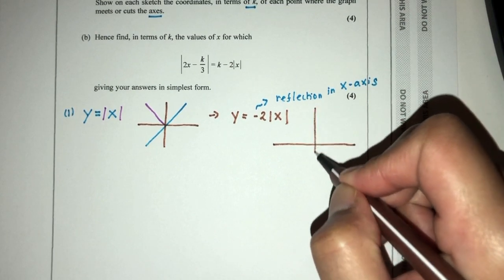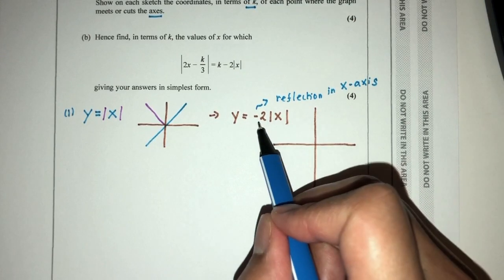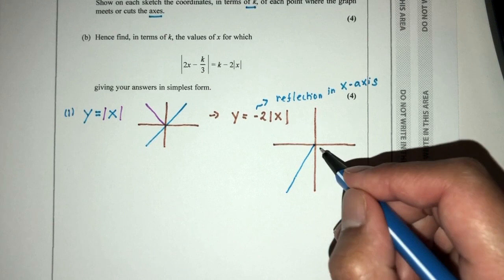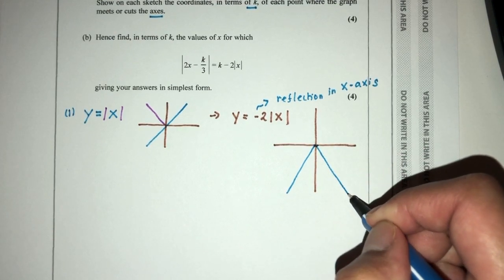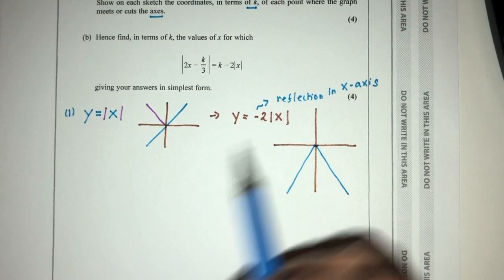This is my axis. Now because of the reflection, it will go down, obviously. Because of the 2, it will give it a stretch of 2. It will become a bit more acute, I mean, thinner. It will be going up this way. That will be this one.